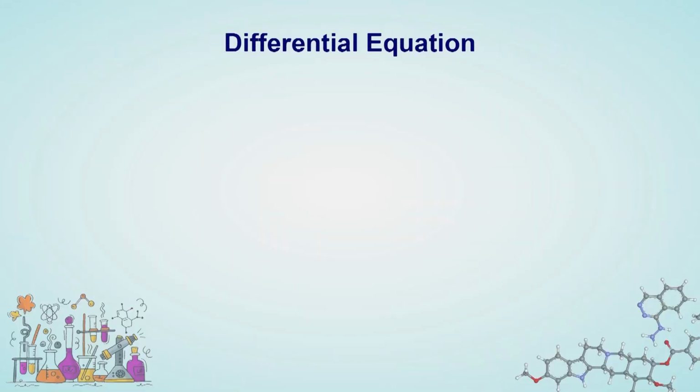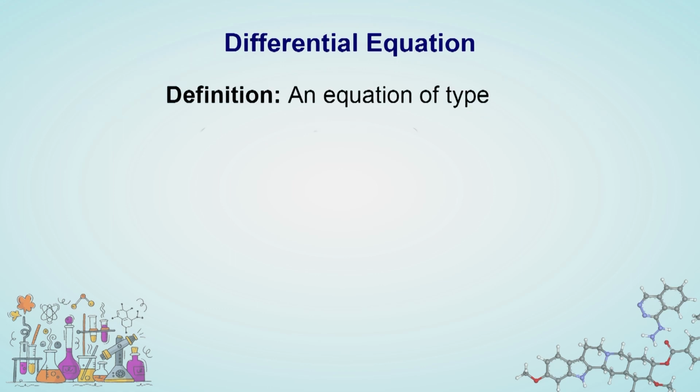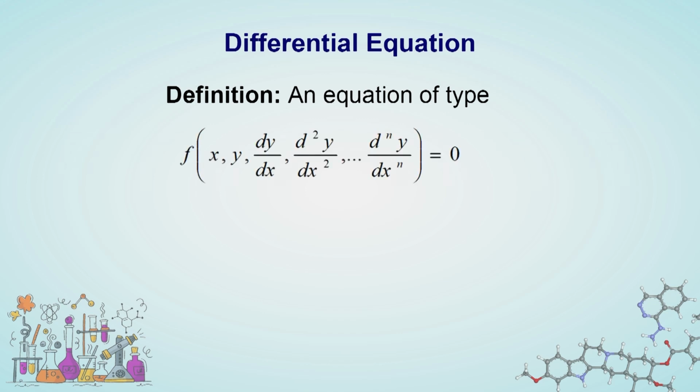Then we have to understand what a differential equation is. A differential equation is nothing but an equation involving differential coefficients. It means an equation involving variables, dependent and independent, and derivatives. This is a differential equation. We can see that y is a function of x, and dy by dx is a derivative, d2y by dx square is the second order derivative, and similarly up to the nth order derivative.